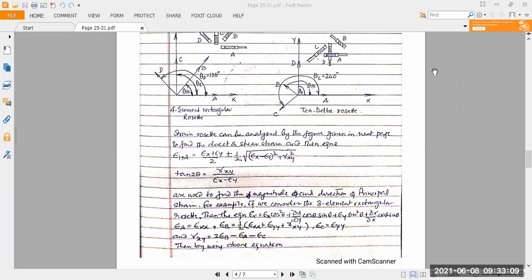Therefore, these two equations can be used to find the magnitude and direction of principal strain. So if we know Ex, Ey and gamma xy, you can safely calculate theta as well as epsilon 1 and epsilon 2.